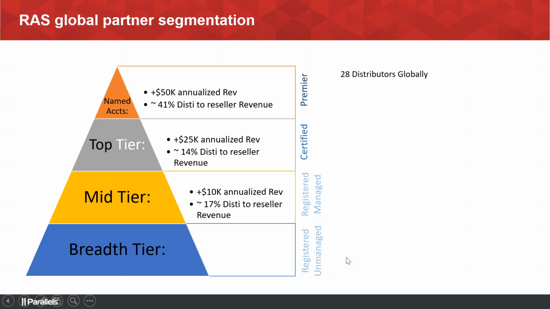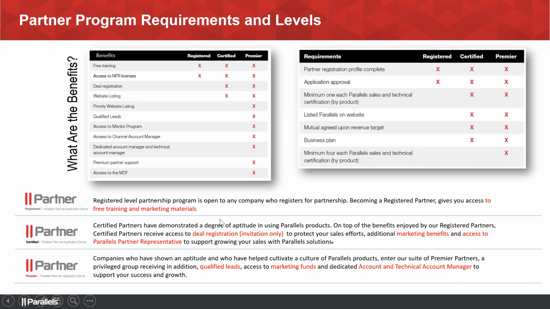We have some partners that we would class as unmanaged. This is very much our breadth partner base, but we ideally want to move our partners into one of the other states, being a managed partner or a certified or premier partner. I'll explain that in a moment.